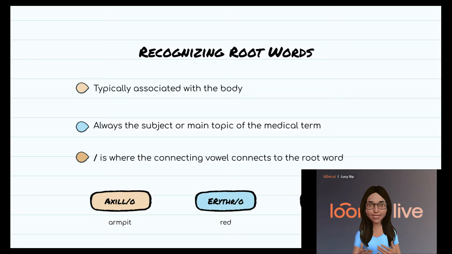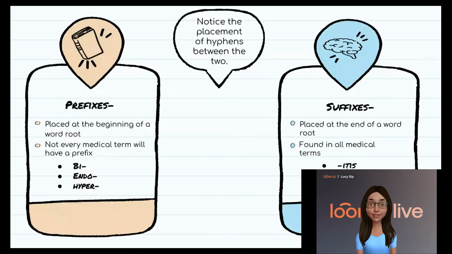Let's take a look at some examples. Below, we have the combining form axillo, meaning armpit. Then we have the combining form erythro, meaning red. And lastly, we have neuro, which means nerve. Let's take a look at some prefixes and suffixes now.